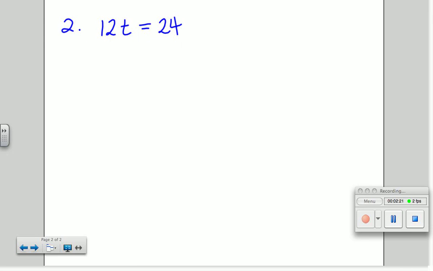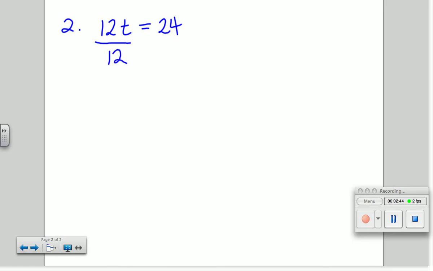Okay. So here we have the 12t. We're going to say that 12t is equal to 24. 12t equals 24. So, what do we do first? Well, let's see what we have here. Looks like we're multiplying 12 times t, and the opposite of multiplication is division. So we will divide here. By what? Of course, you're going to divide by the same thing that t is being multiplied by. So we're going to divide by 12.